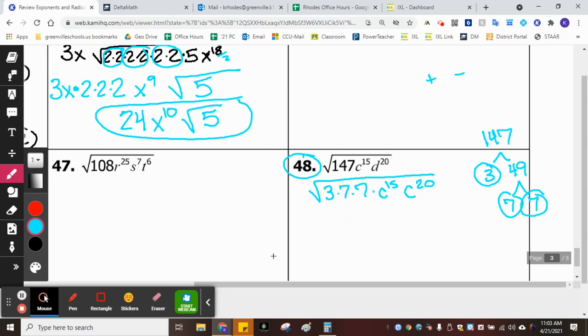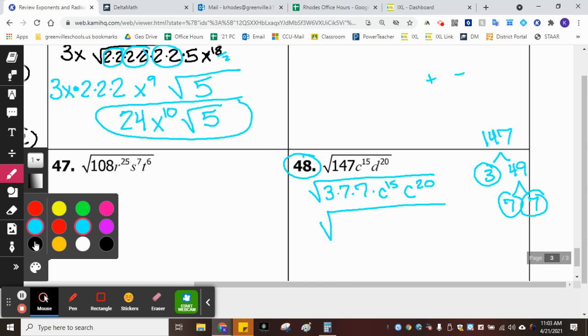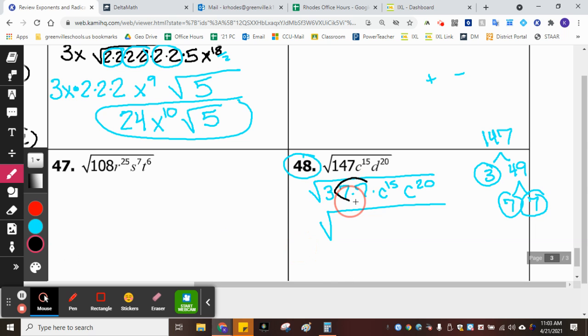Does the dividing into 2 only work for even numbers? Yeah, that's why I wanted to do one with an odd. So let's do the number first, and then we'll worry about the variables. 7 coming outside. 3 stayed on the inside.